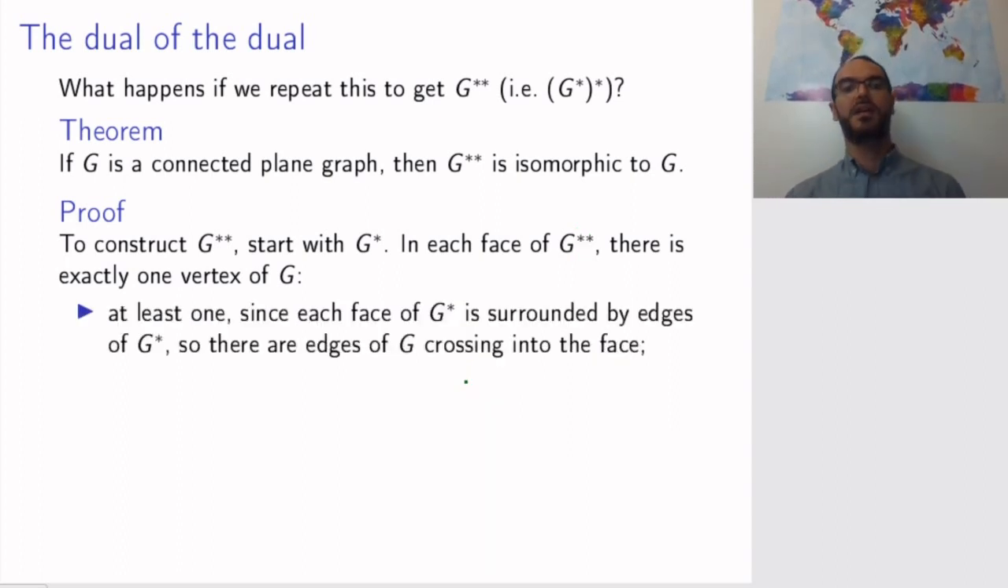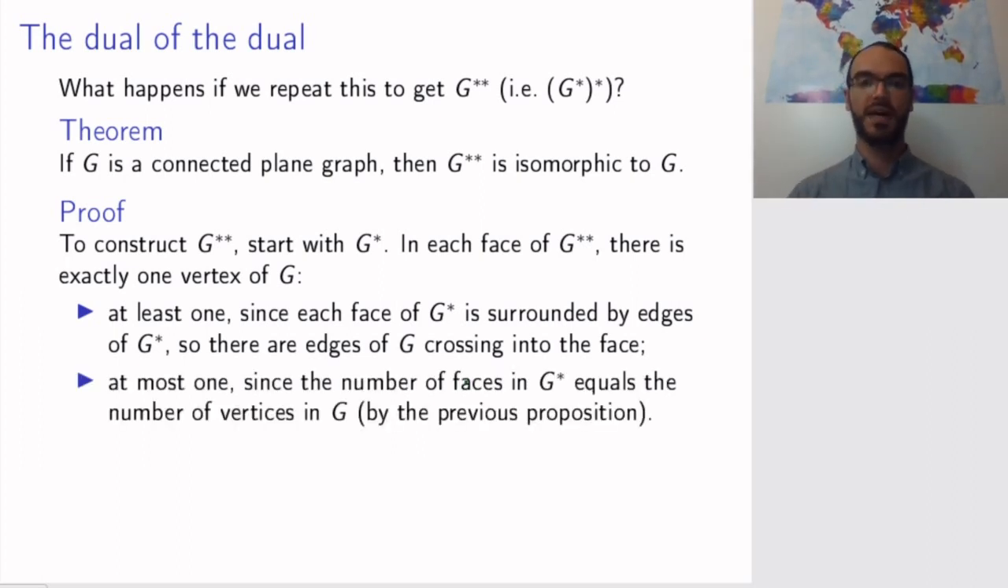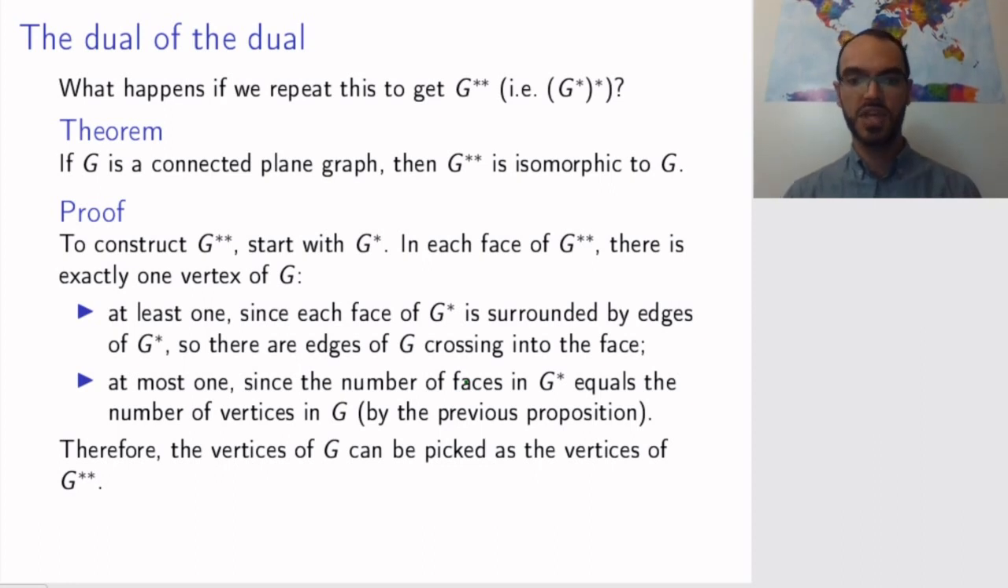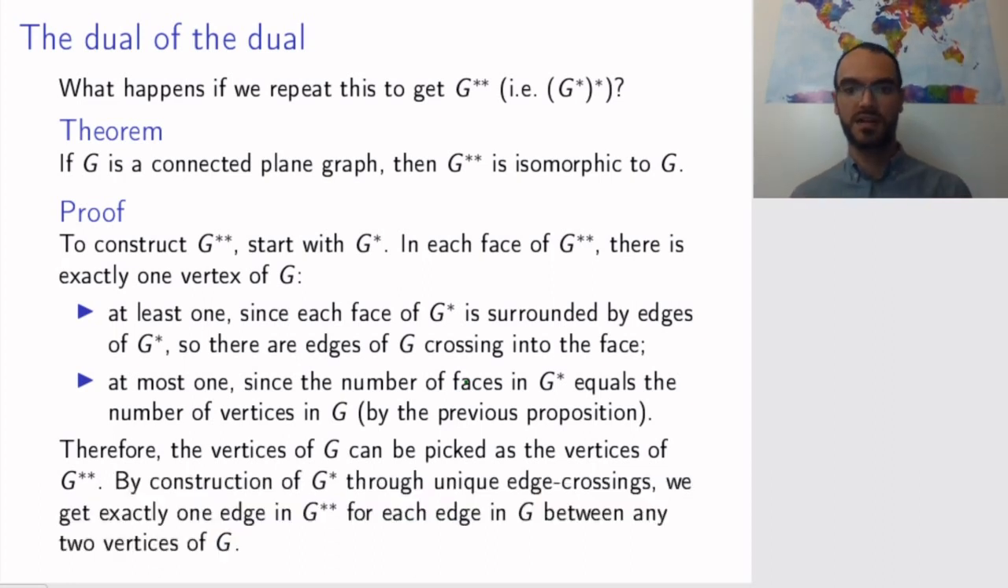So to summarize, we have at least one vertex of G in each face of G star, because being surrounded by edges of G star means that you have edges of G coming into it, and at most one by the count of the proposition on the previous slide. And so we can pick the vertices of G as our vertices of G star star, but that's not enough for isomorphism, because we also need to show that the adjacencies are the same. But by construction of G star by these unique edge crossings, we get exactly one edge of G star star for each edge in G, because in both cases we have a unique edge crossing in the construction. So this concludes this theorem, which has the wonderful advantage that we never have to talk about G star star again, because it's horrible to say, and also because it's isomorphic to G.